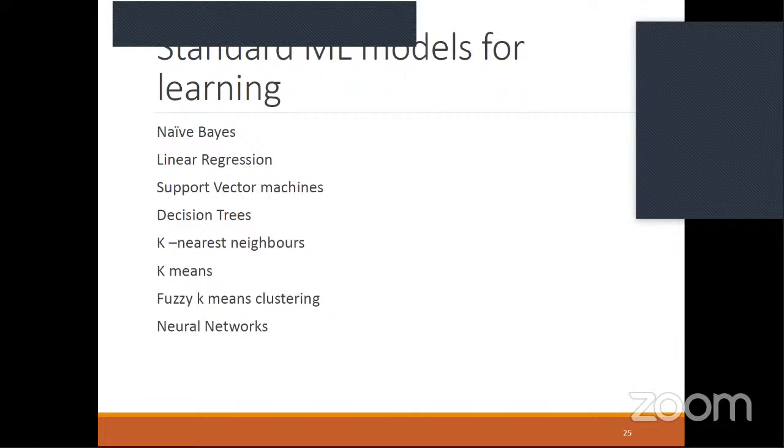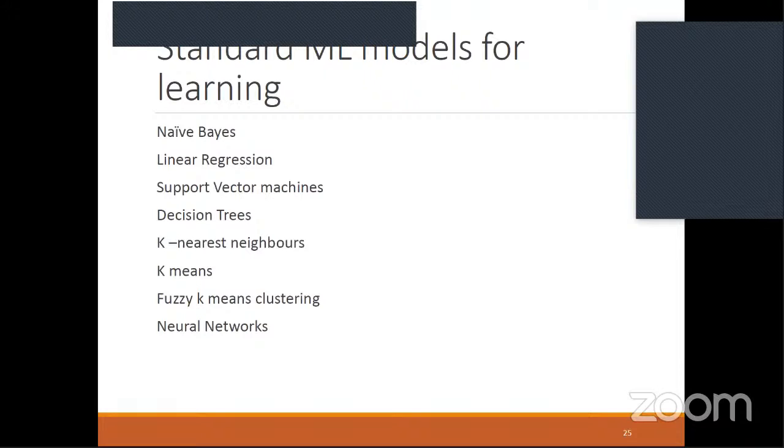So these are some of the ML models which are used for learning. Naive Bayes, which is Bayesian theory for learning, and it uses probability. There's linear regression, another machine learning model. Support vector machines, which are very good for classification and regression. Then there are decision trees, which are rule-based again. K nearest neighbor is an algorithm for machine learning. K-means is a clustering algorithm. Fuzzy k-means resembles k-means, but it takes the fuzzy concept into it.